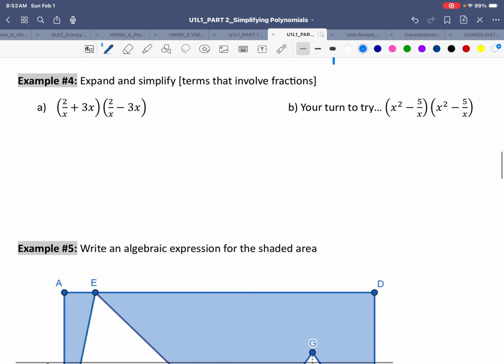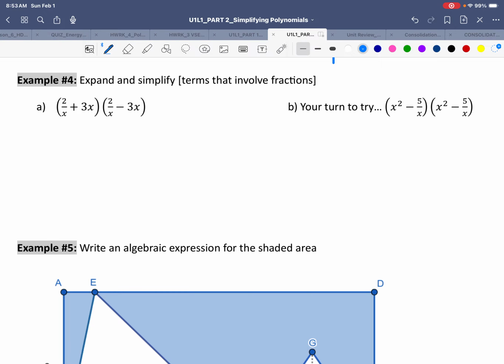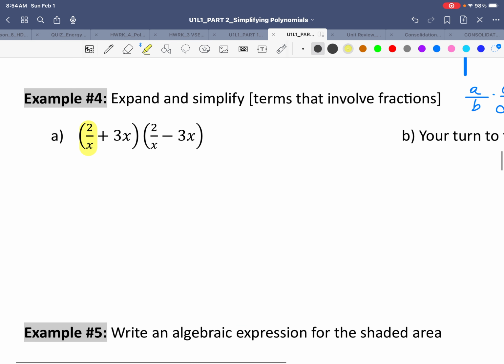So next we're going to look at example 4. We're expanding and simplifying. This time we have included terms that contain fractions. So in principle, you do the same thing. Remember that when you multiply fractions, you would multiply tops to tops, bottoms to bottoms, meaning you're multiplying the numerators together, the denominators together. So we're going to start off with 2 over x, and it is multiplying every term in the second binomial.